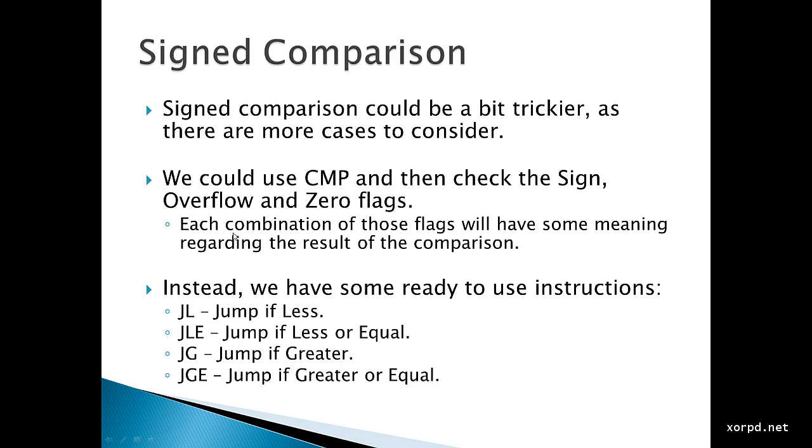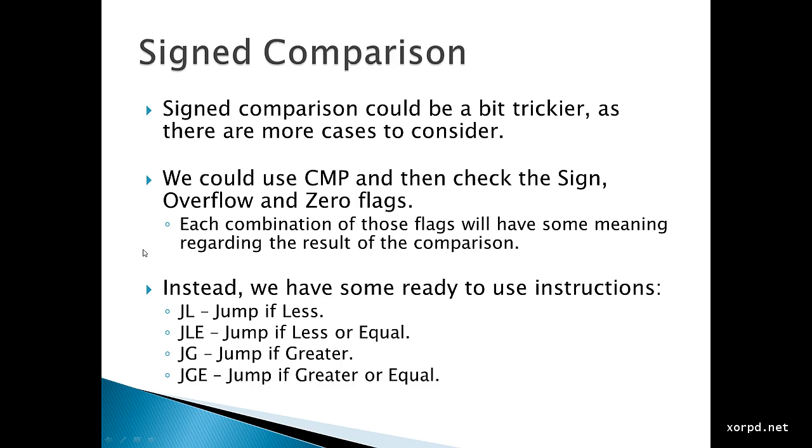Instead of dealing with all those combinations of flags ourselves, which could be cumbersome and maybe even error prone, not to mention very hard to remember, we could use some ready to use instructions. Just like the unsigned comparison case, we have exactly 4 instructions to be used with the signed comparison. They have similar names, but a bit of a different formulation. The 4 instructions are jump less, jump less equal, jump greater, and jump greater equal.